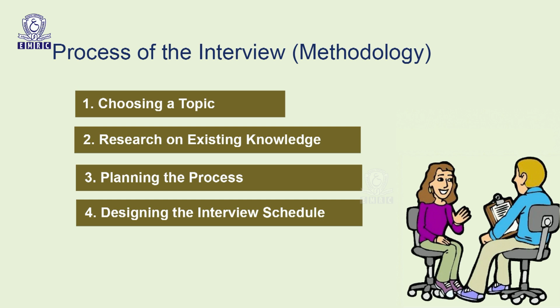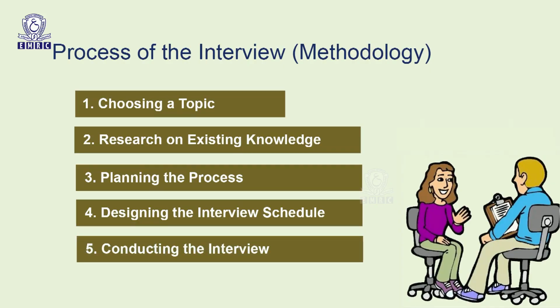Fourth process is designing the interview schedule. The interview schedule consists of a list of questions or topic areas that the interviewer wishes to ask or cover during the interview. This has to be prepared irrespective of whether the interview is structured or unstructured. Fifth process is conducting the interview. The researcher may ask questions according to the interview schedule formally or even ask open-ended follow-up questions to the participant informally. The interview may be recorded either manually or through recorders.